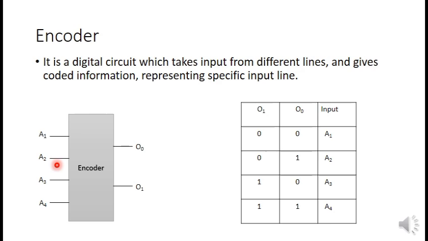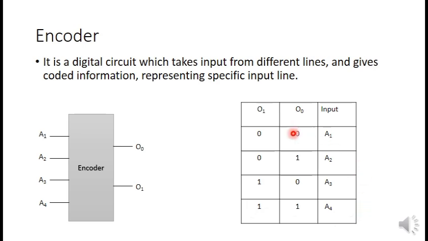If I want to give information, let's say A2, then A2 will become active and the remaining input lines will remain inactive, and the input information from A2 is then converted into code.